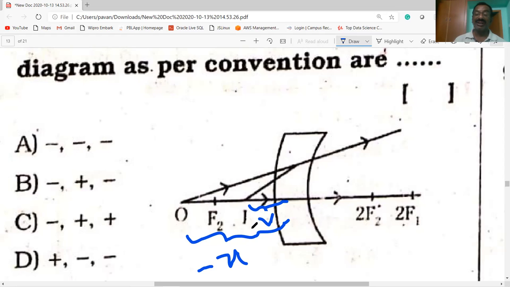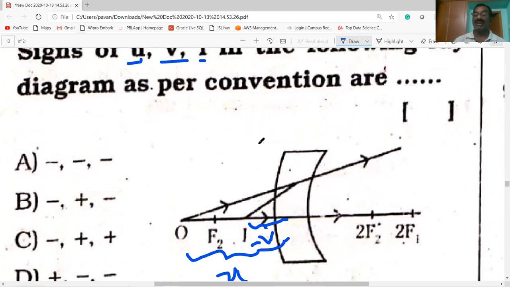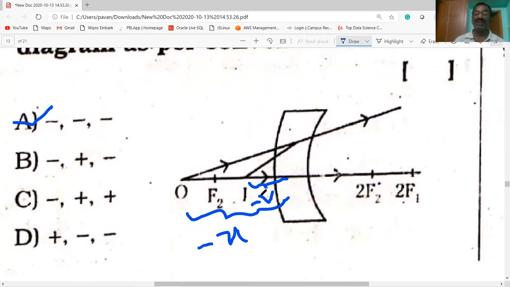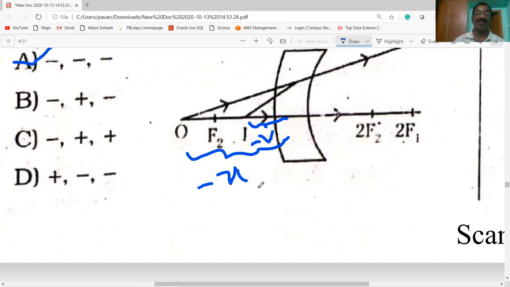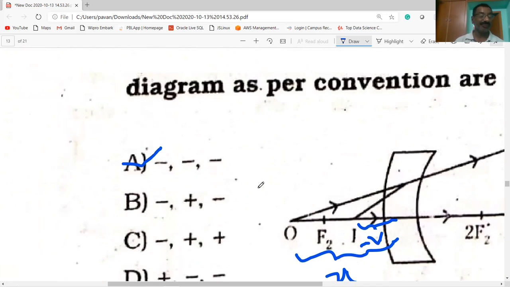V is also negative. Next question: for this lens, f is also negative. All are negative, so object distance is always negative. Image is formed on the same side of the object, so it is also negative. Then the focal length is also negative. All are negative.